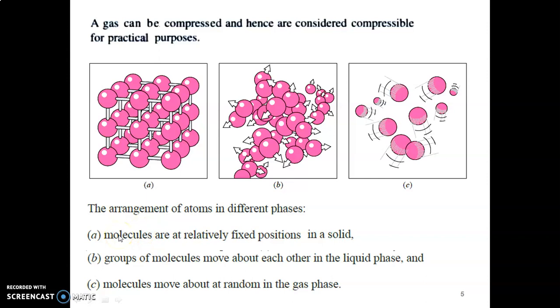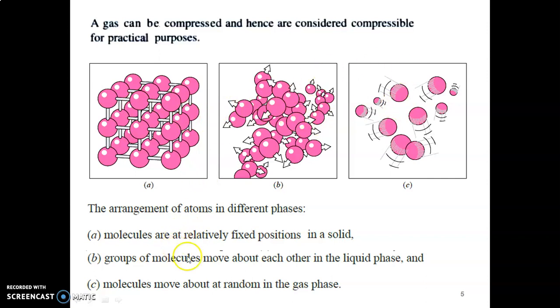Let us see. Molecules are in relatively fixed positions in a solid. We can see from the diagram that the molecules are closely packed and fixed in their relative positions. There are certain bonds between the molecules so that they are closely packed together. Also, in a given volume, the number of molecules in a solid is very large when compared to the other states of matter.